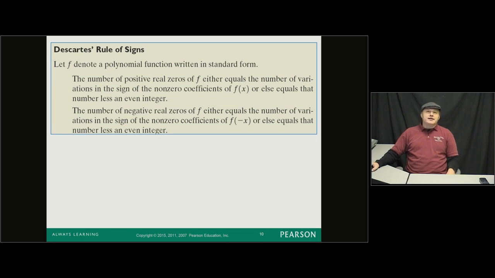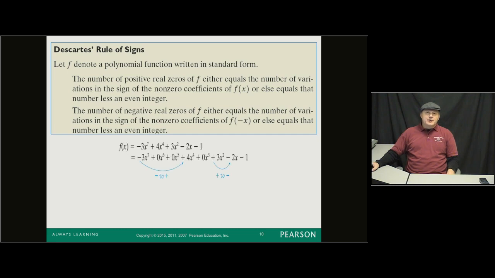Now on the other end, for the negative real zeros, you'd have to evaluate f of negative x. If you evaluate f of negative x, and let's say there are 2 sign changes, then you're going to have either 2 negative real zeros, or none. So it's always less than that by an even integer. If you have 5 sign changes, it's going to be 5, 3, or 1. With 6 sign changes, it's going to be 6, 4, 2, or 0. But again, this is not telling you what the actual numbers are going to be. It just tells you what the characteristics are going to be.